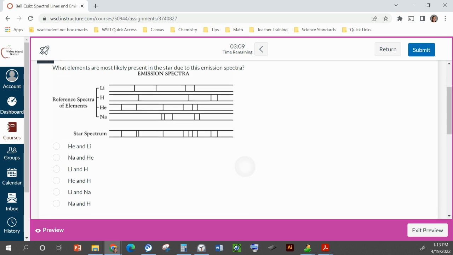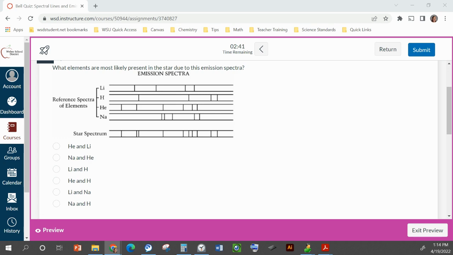So this question says, what are elements most likely to be present in the star due to this emission spectra? So these are our reference spectra. This is what we're going to match to. This is our unknown, our star. So based on our reference spectra, what is in our star? Yeah. Helium and hydrogen. Good, helium and hydrogen. So we can find that by just matching up the lines.